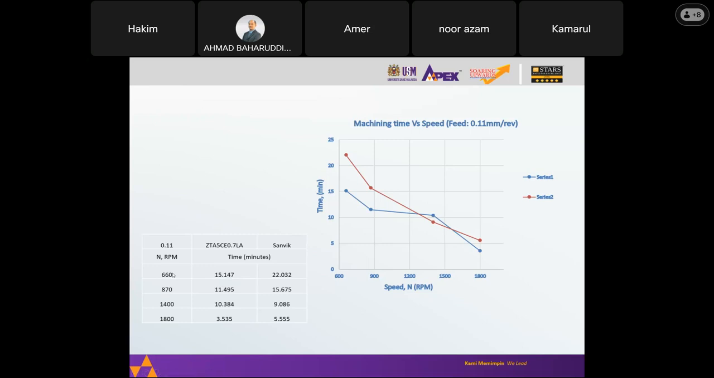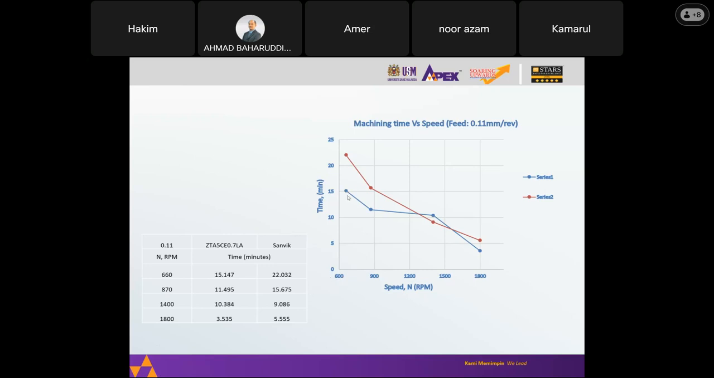At 660 RPM, feed rate 0.11 mm per revolution. So this is the summary of the first machining. At the speed of 660 RPM, this fabricated insert reached 15 minutes, and the maximum wear is above 0.3.